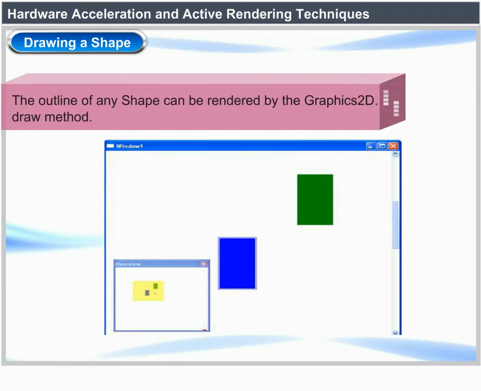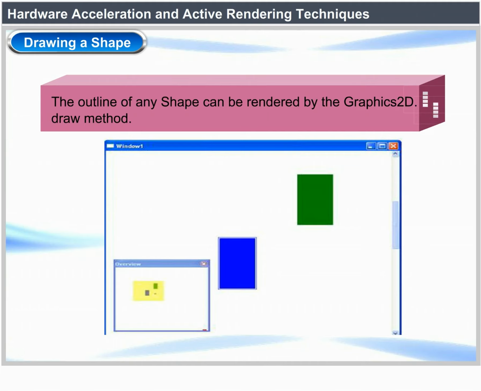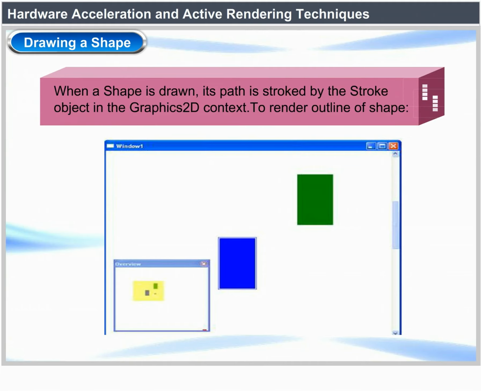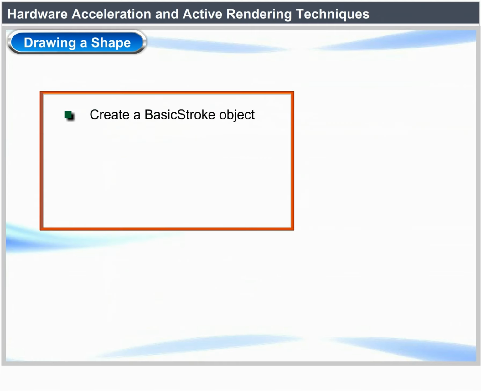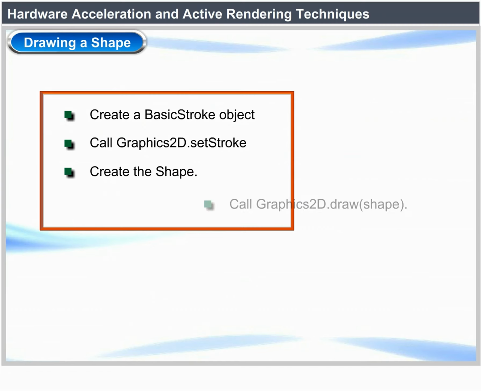Drawing a shape. The outline of any shape can be rendered by the Graphics2D draw method. When a shape is drawn, its path is stroked by the stroke object in the Graphics2D context. To render the outline of a shape, create a BasicStroke object. Call graphics2d.setStroke. Create the shape. Call graphics2d.draw of shape.